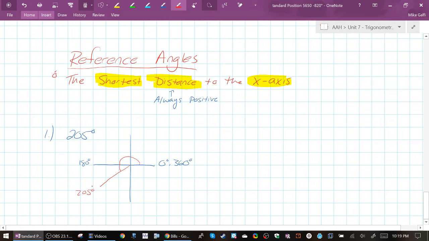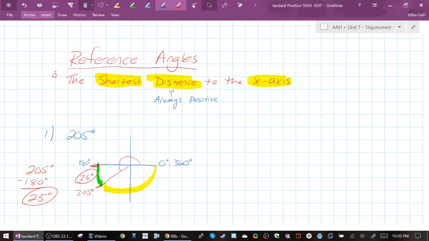Okay, so to find the reference angle, I want to find the shortest distance to the x-axis. So I have two choices. I can either continue to the right side of the x-axis, or I can go back to the left side of the x-axis. Well, if you notice that green shading, going back to the left side is a lot faster. So I want to find this distance from 180 to 205. So all I have to do is subtract them. 205 minus 180 gives me 25 degrees. So this distance from here to here is 25 degrees, and there's my reference angle. Okay.